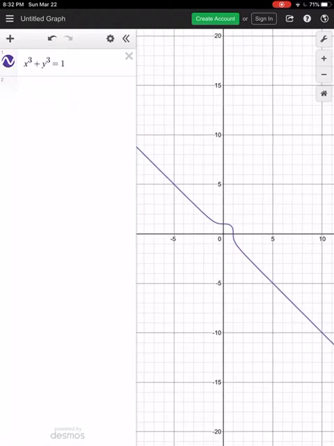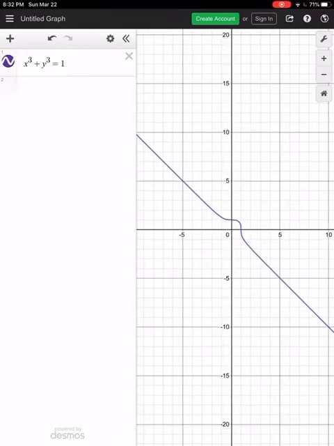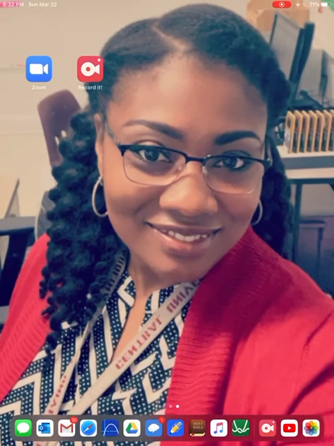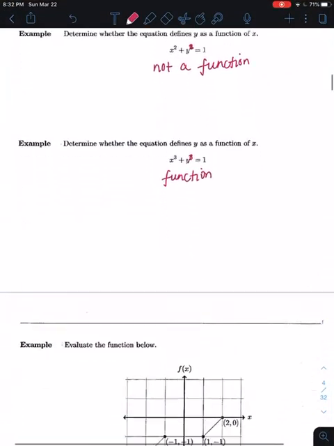All right, that's an interesting little curve. Definitely if I darken in all the points on this graph, I'm only going to hit one point at a time. So this would be considered a function. So again, just look at the exponent for the y variable.